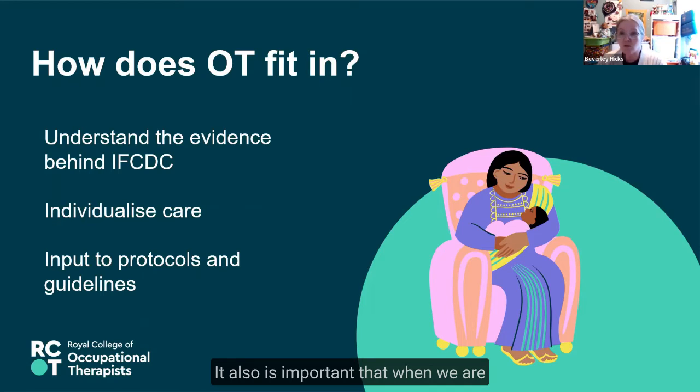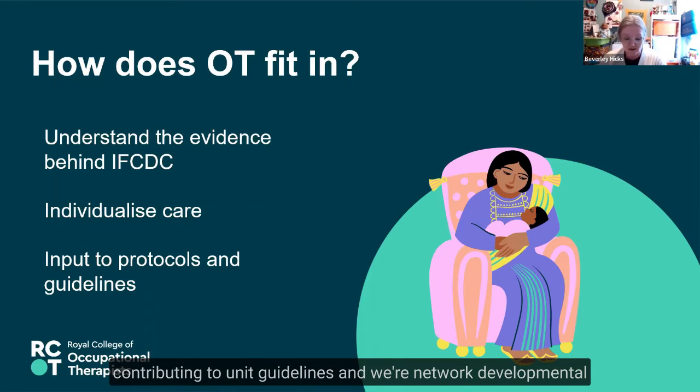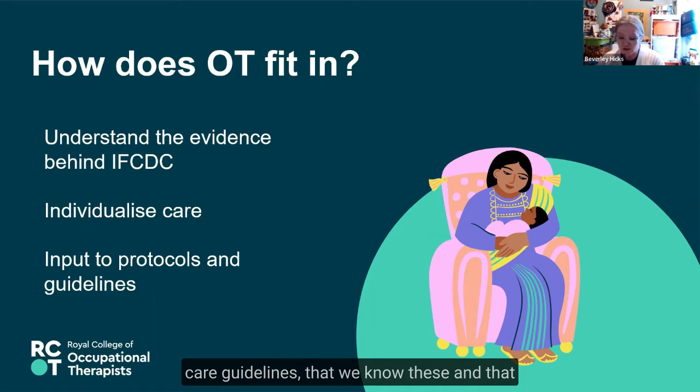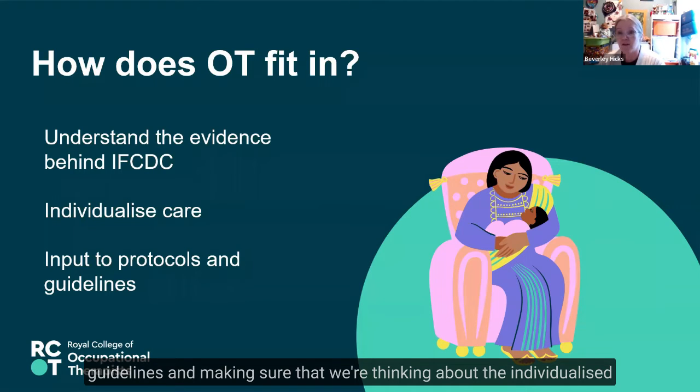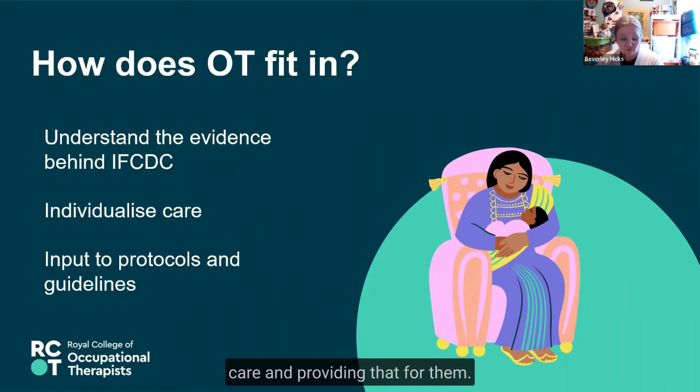It also is important that when we are contributing to unit guidelines and network developmental care guidelines, that we know these and that we're on the team for regular review. So for instance, once again, pain and stress management or skin to skin. And this is a role that the OT, it's quite vital, it's quite helpful to be part of that multidisciplinary team looking at your network-wide or your unit-wide guidelines and making sure that we're thinking about the individualized care and providing that for them. But now we're going to think about some of the frameworks that aim to support babies and families on the units.